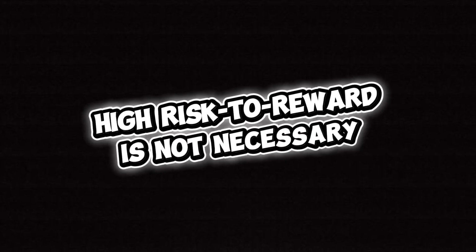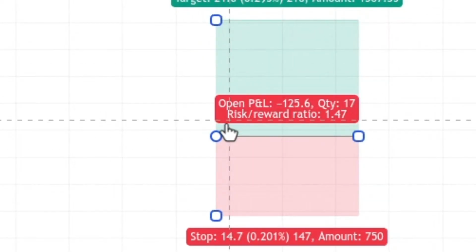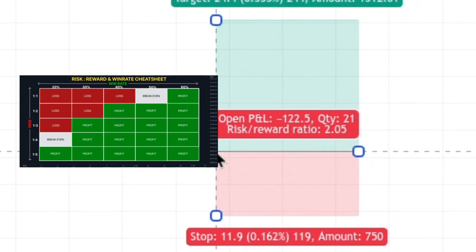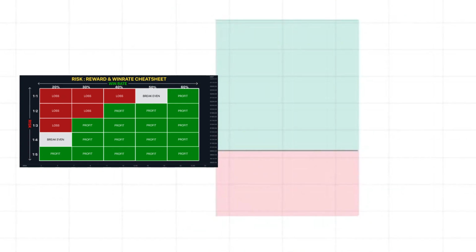High risk to reward is not necessary. This one's pretty self-explanatory, but just know that you only need a 1 to 2 risk to reward at a minimum and you'll be fine.